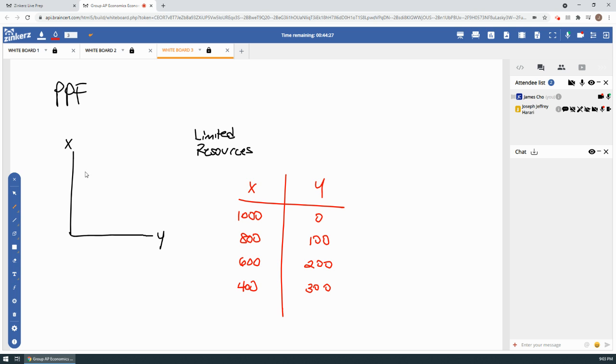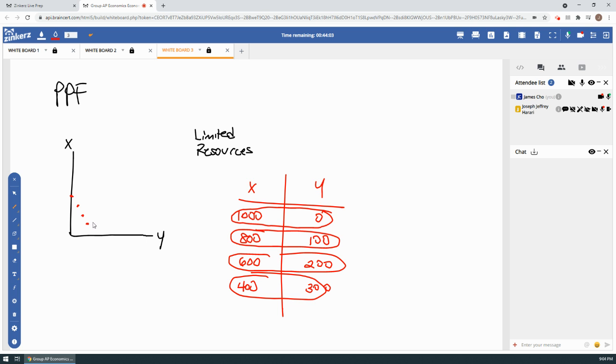Then in this graph, we're going to take a look at each one of these points. This one was with 1,000 x's and 0 y's, so that's this point here. The next one is 800 x's but 100 y's. Less x but more y. Same idea here. Then we're going to connect the dots, and that's our PPF, our Production Possibilities Frontier.